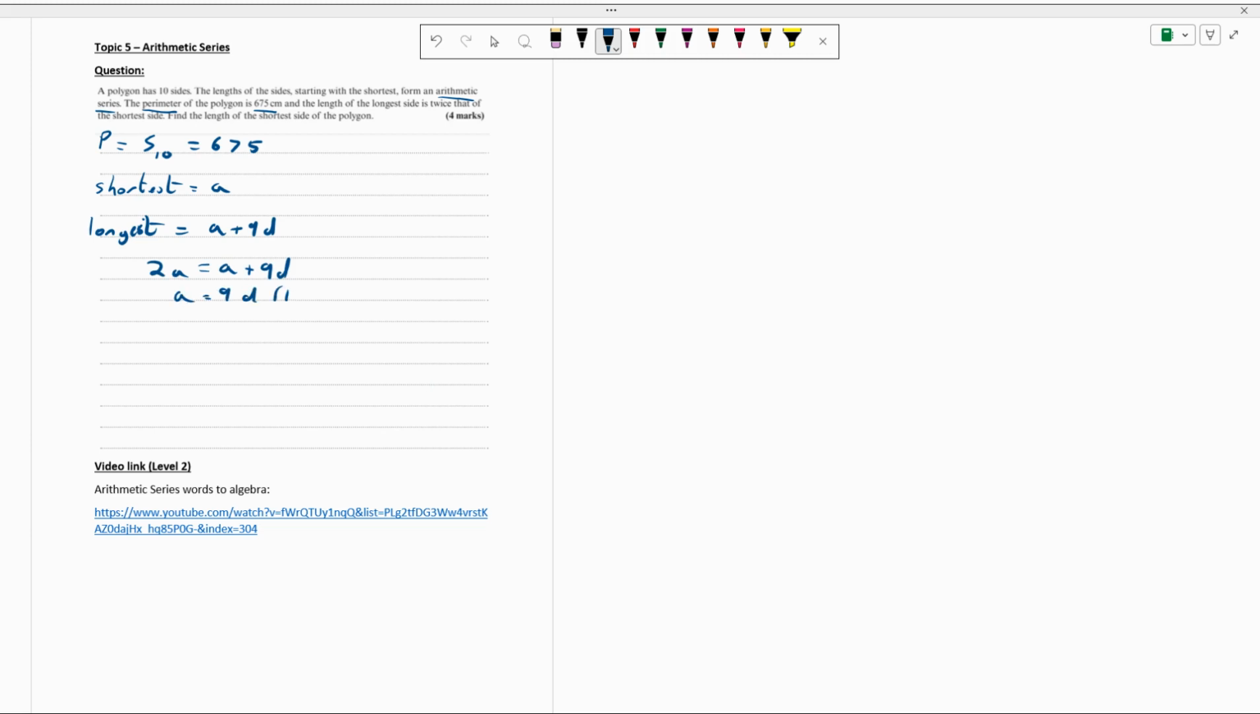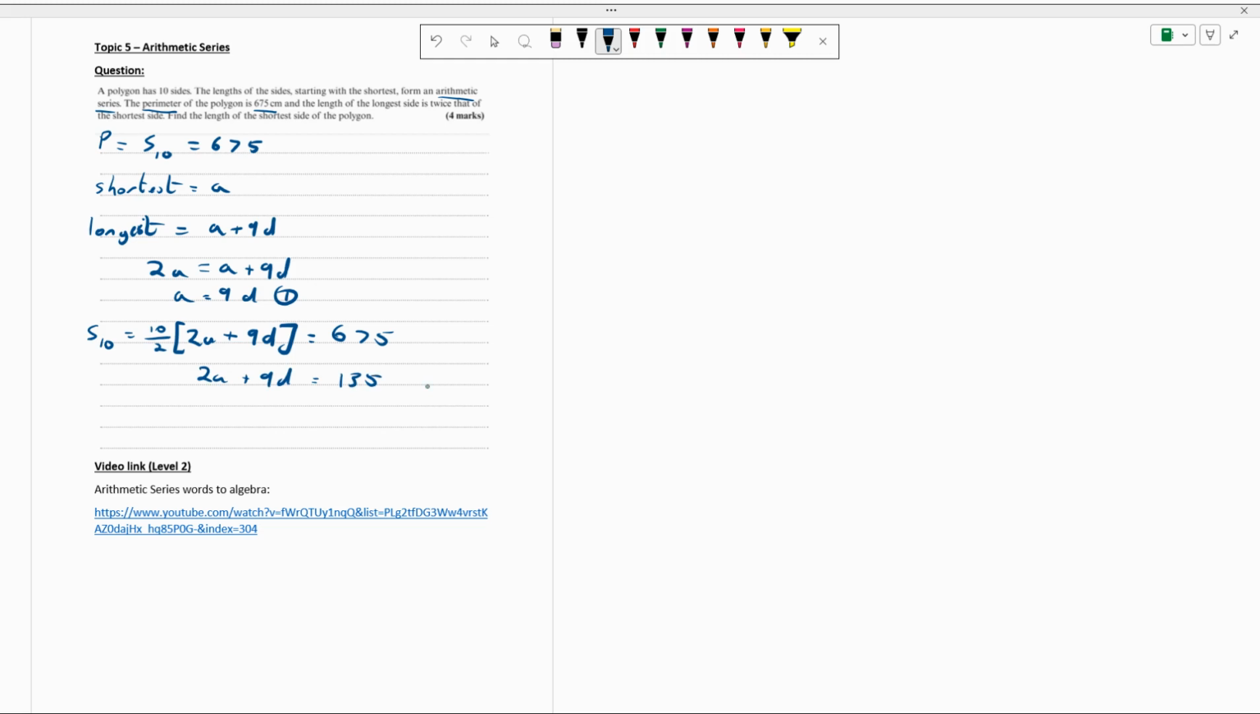So I can use that and I can just substitute it in. And I'm going to use the fact that my sum of 10 is, if I use my formula, 10 over 2 times (2a plus n minus 1 times d, so 9d) is equal to 675. Okay, now that's 5, so I'm going to divide the other side by 5 and get rid of it. So I've got 2a plus 9d is equal to 135.